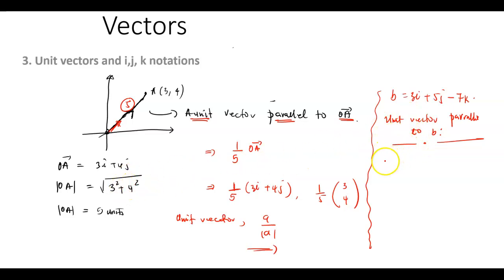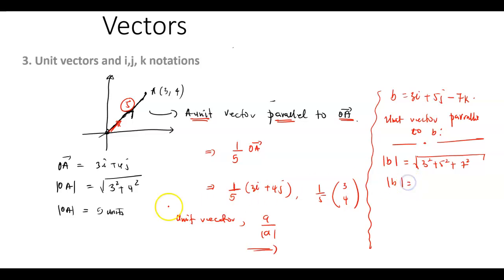Okay, so first we need to get the modulus of B, so the size of B. How big is B? Then you get the modulus of B. So you have 3 squared plus 5 squared plus 7 squared. Do I have to put a negative over there? It doesn't really matter if you put a negative or not.